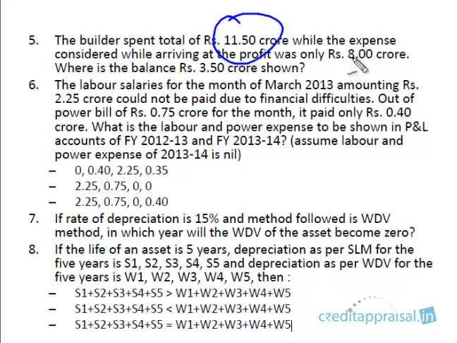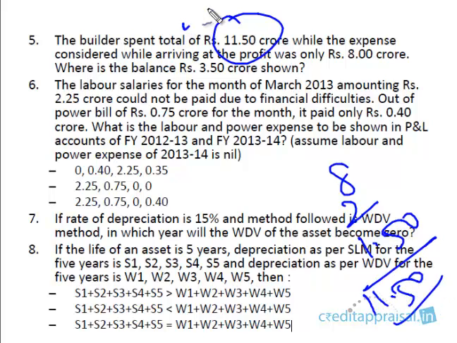8 crores for the completed flats, 2 crores for the completed but not sold flats, 1.5 for the partially completed flats. So 11.5 has been completed. He has spent a total of 11.5 crores. But the expense we are considering is only 8 crores. While arriving at the profit, we are considering only 8 crores. So where is the balance 3.5 crores shown? Are we not going to show the 3.5 crores?